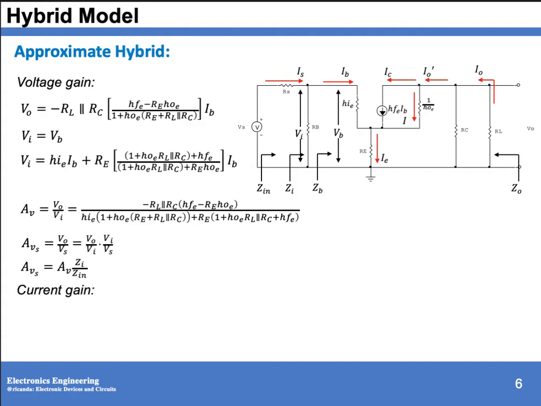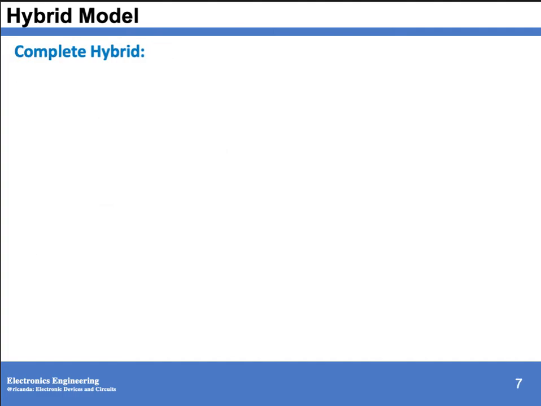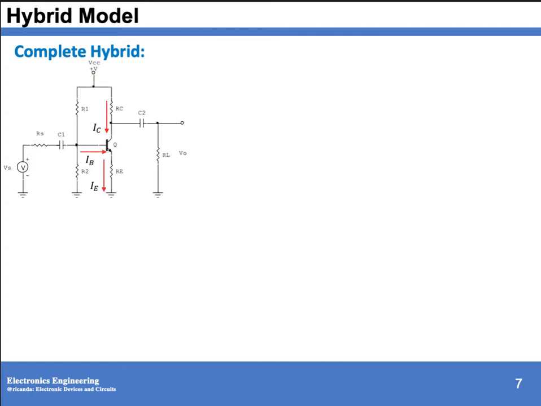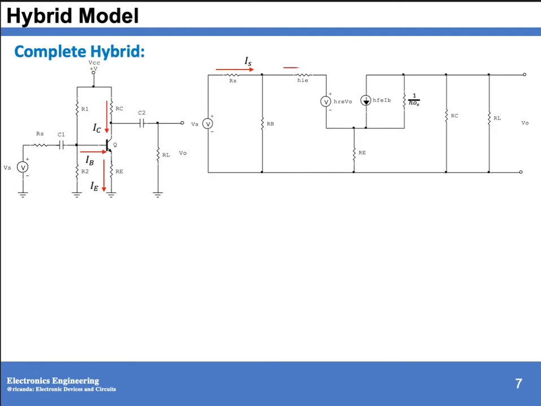For current gain, we use the AVS equation. So AIS equals negative AVS times impedance IN over RL. For the complete hybrid, we now have HIE. This is common emitter, so that's why it is HIE, HRE, HFE, and HOE.